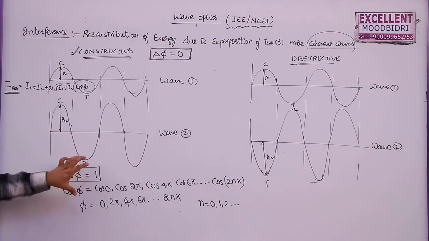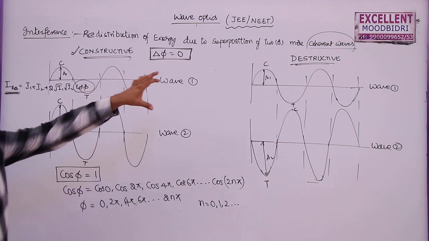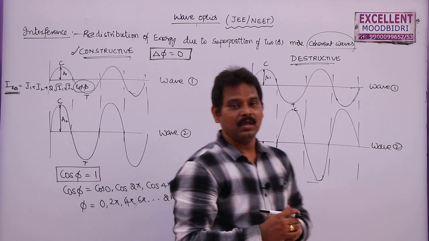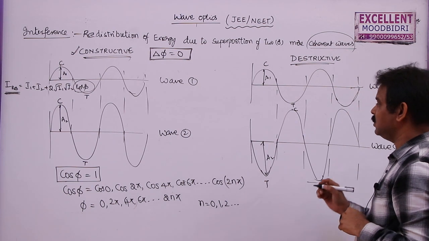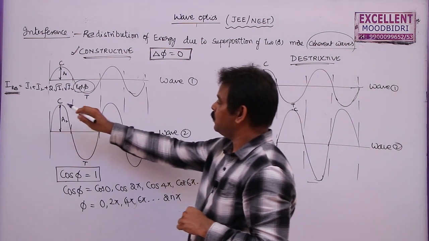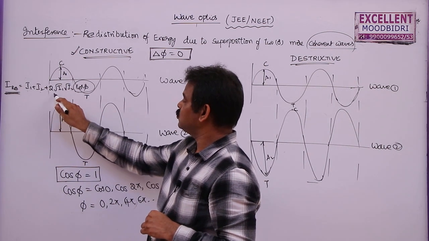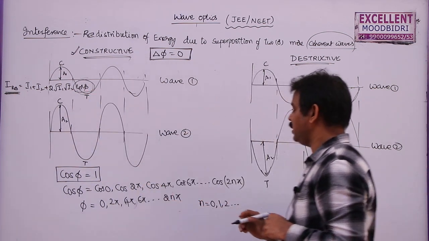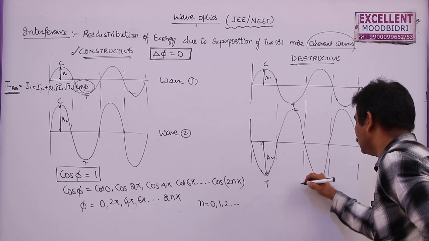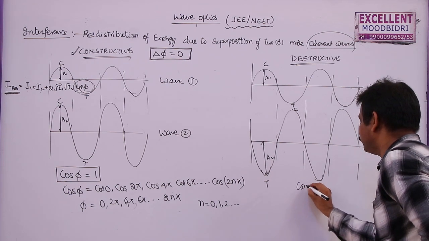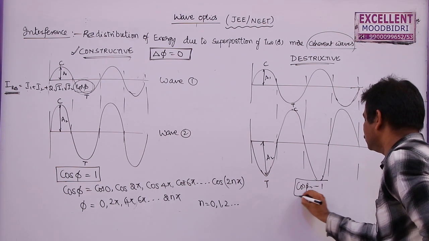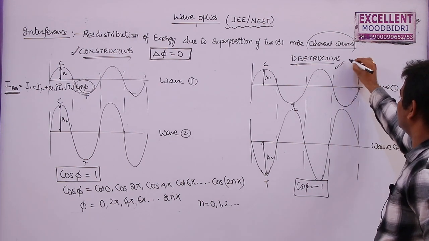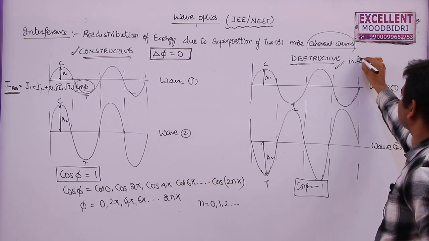Now what about the same condition in case of a destructive interference? In case of a destructive interference, we know that the intensity formula is I1 plus I2 plus 2 root I1 I2 cos phi. If it is minus, cos phi must be equal to minus 1 here. So now I am going to write here cos phi is equal to minus 1. Then destructive interference takes place.